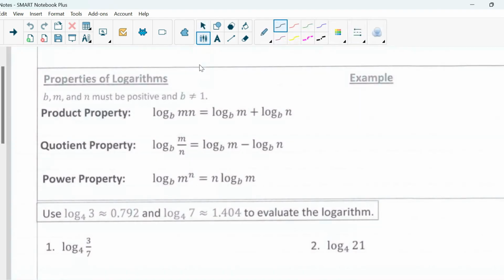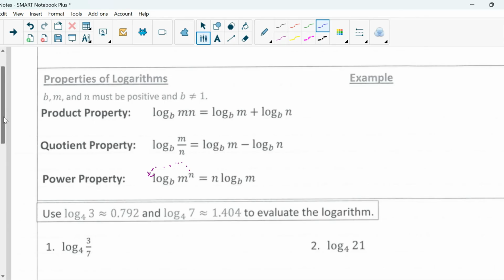But one of the different things is the power property. So if we were taking log base b of m to the n power, what happens is you will take that exponent and switch it to in front of your log, so it's multiplying by your log. So exponent is the same as multiplying, kind of just like how exponents work.